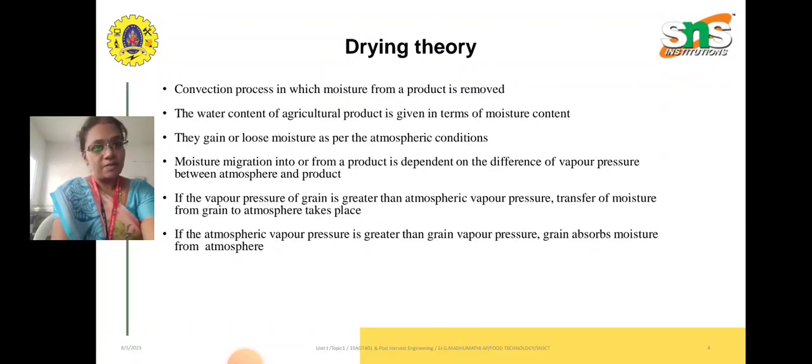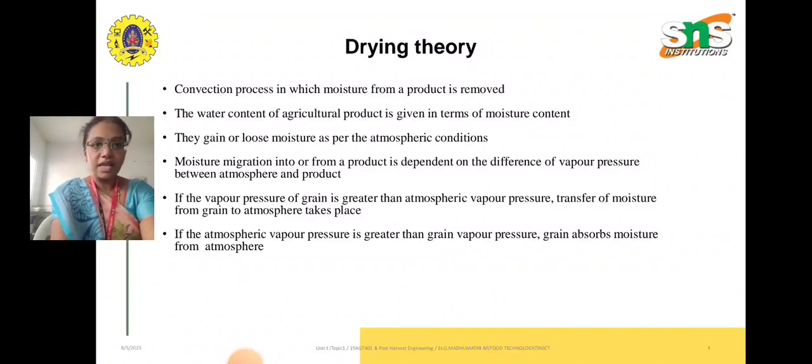And what's behind the drying theory is the change in the vapor pressure, and also the difference in the atmospheric vapor pressure; the theory behind this works. So it is a convection process in which the moisture from the product is removed. So this is the main theory behind the process of drying. And also the water content of any agricultural produce is given in terms of MC, that is the moisture content only. They either gain or lose moisture as per the requirement of the atmosphere.